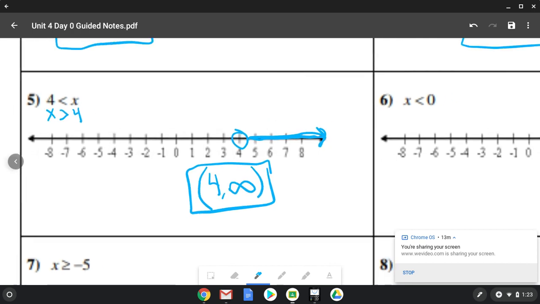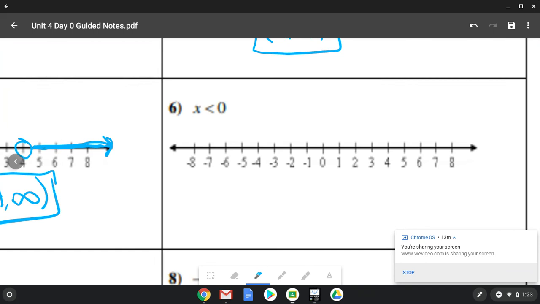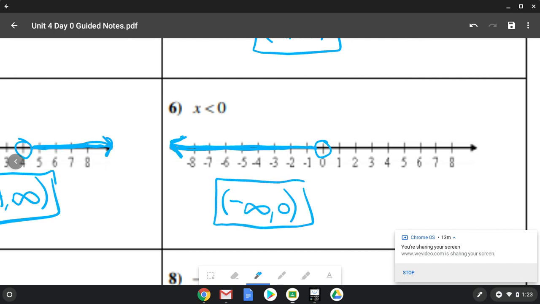Number 6, we have an open circle at 0. It's shaded to the left according to the way that the arrow is pointed. And then this goes from negative infinity all the way to 0. And that has a parenthesis because it's an open circle. Open circles are parentheses, closed circles are brackets.